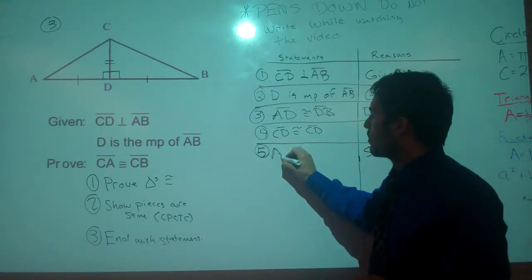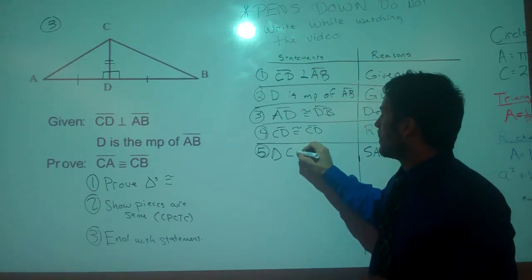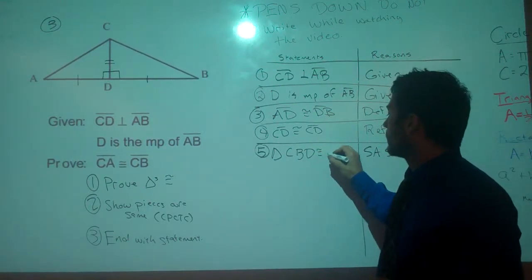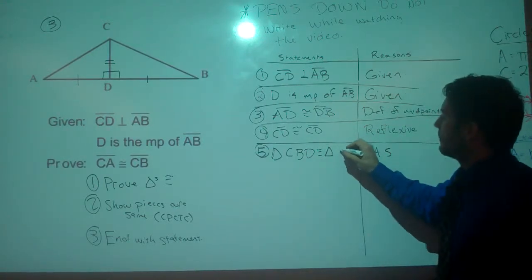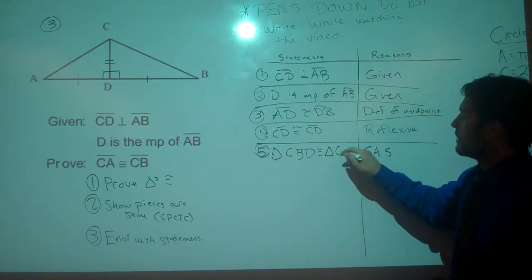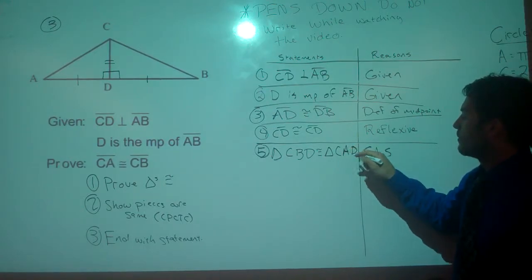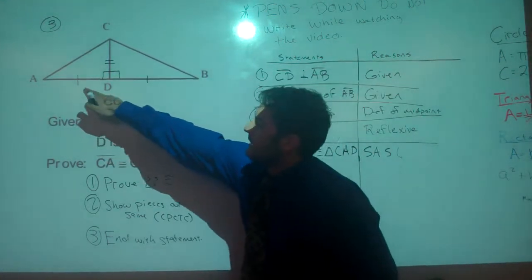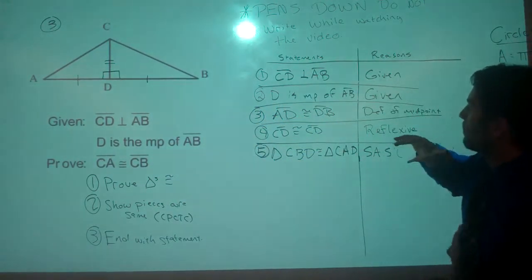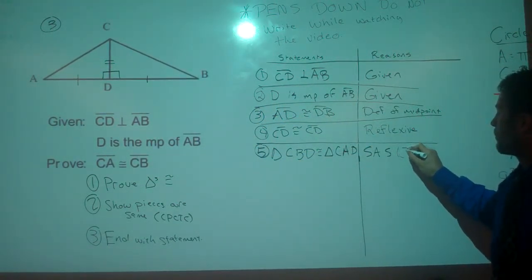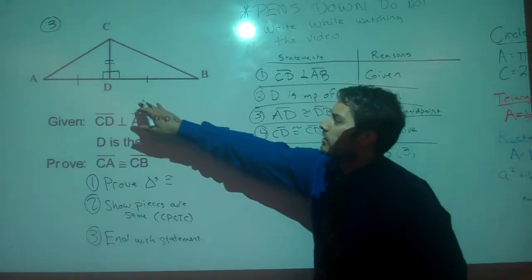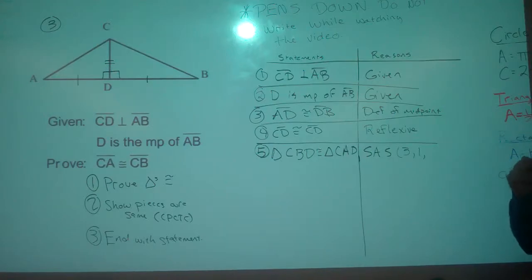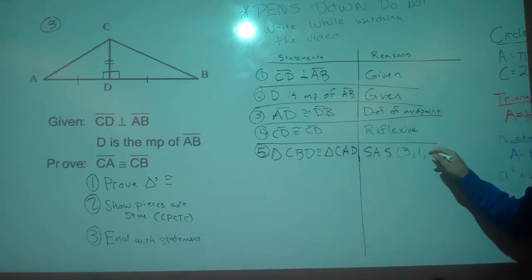I will put these in order. I have triangle CBD goes with, from the triangle on the left, C goes with C, B goes with A, and D goes with D. From the side angle side, the first side I had marked, that AD and DB were the same, came in step 3. The angle I had marked, the perpendicular 90-degree angles, was from step 1. And then the fact that CD was the same as CD came from step 4.